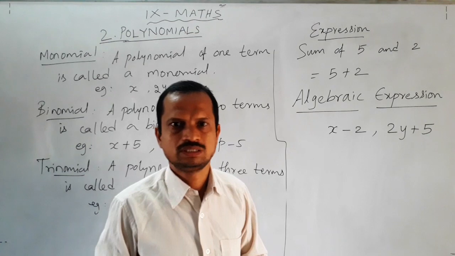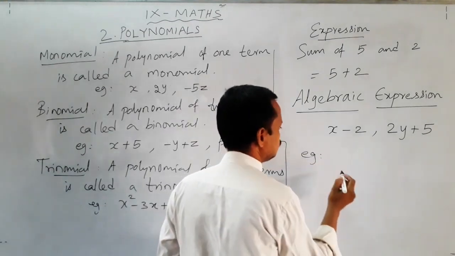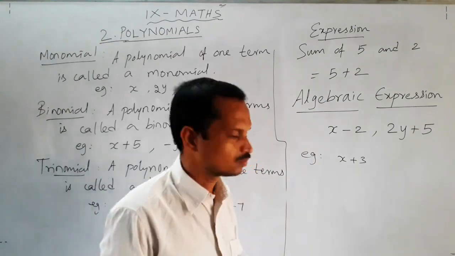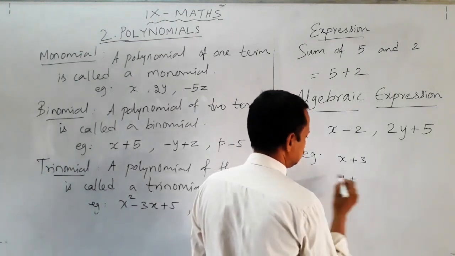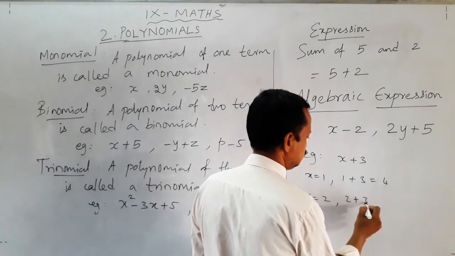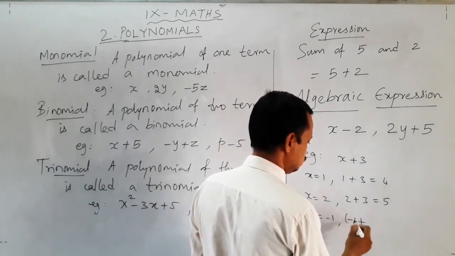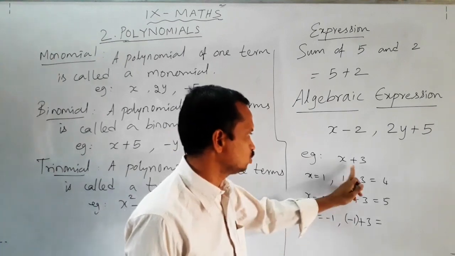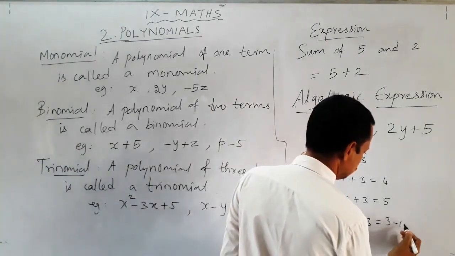So what is a variable? What is a constant? Variable means, from the word itself we find the meaning, that it varies. For example, x plus 3. This is an algebraic expression whose variable is x. If you put 1 for x, what happens? 1 plus 3 equals 4. x equal to 2: 2 plus 3 equals 5. x equal to minus 1: then minus 1 plus 3, you put a bracket to avoid confusion. For x we put minus 1, so minus 1 plus 3, which is nothing but 3 minus 1, which is 2.